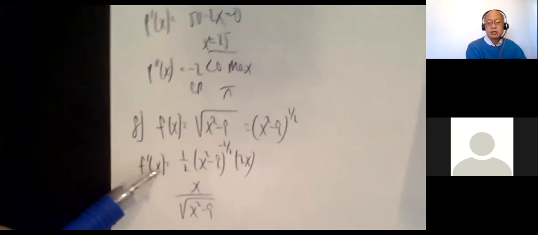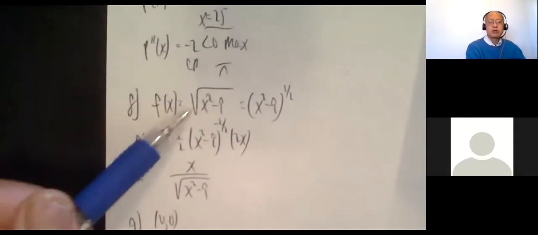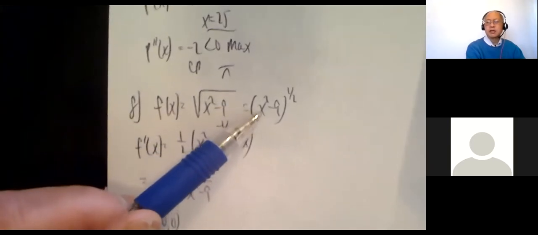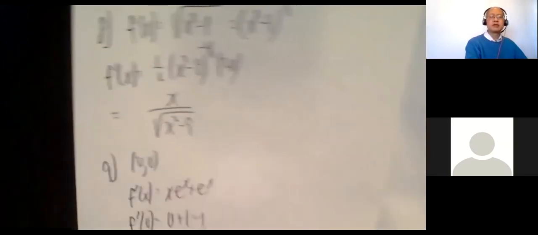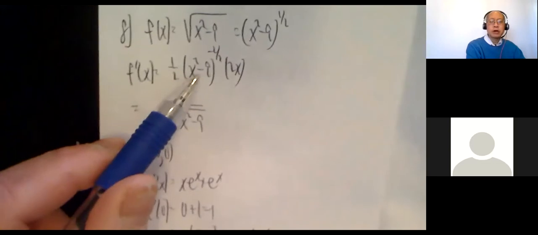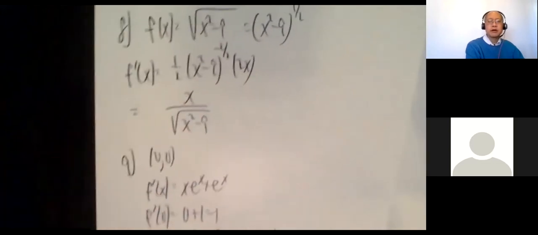Number 8, differentiate and simplify. Square root of x squared minus 9 is x squared minus 9 to the 1/2 power. So the derivative is 1/2 times x squared minus 9 to the -1/2 times 2x. Cancel the 2, drop that into the denominator, x over radical x squared minus 9.